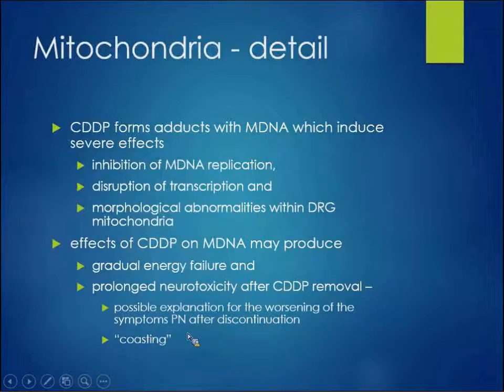The platinum-based agents also form adducts with mitochondrial DNA and inhibit the replication of the mitochondrial DNA, impact transcription, and then cause abnormalities within the mitochondria of the DRG. They may also cause gradual energy failure within the mitochondria, and that's one of the reasons it's thought that we see prolonged toxicity associated with platinum-based agents, particularly cisplatin. There's a term used called coasting, in which case individuals are doing fine for a period of weeks to months after the agent's discontinued, and then you see the development of the neuropathy.